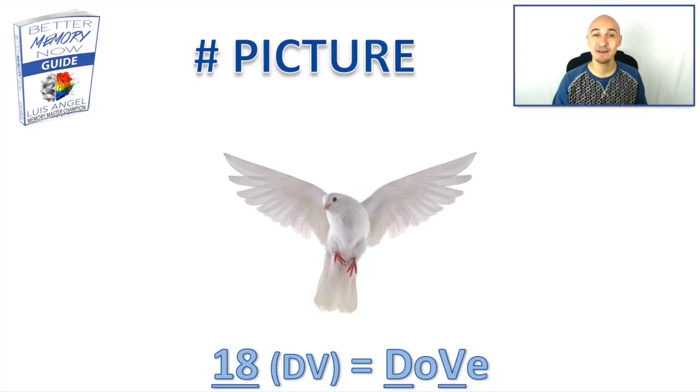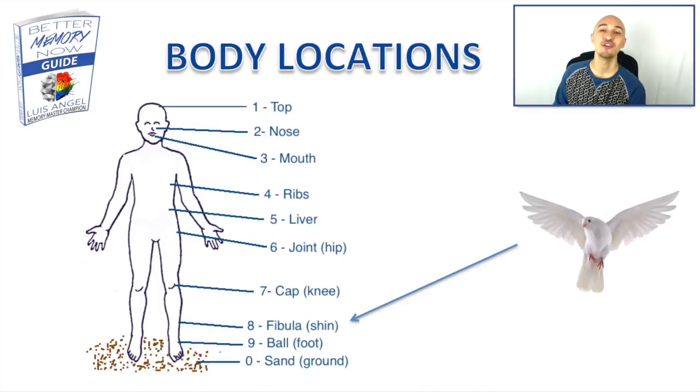For the 8, we're gonna use a V sound. So I'm gonna picture a dove for 18. And then maybe picture that on your fibula. A bunch of doves just flying out of your fibula, and then they hover around it and just start pooping on the fibula. I don't know, add something crazy, something vivid between the dove and your fibula.